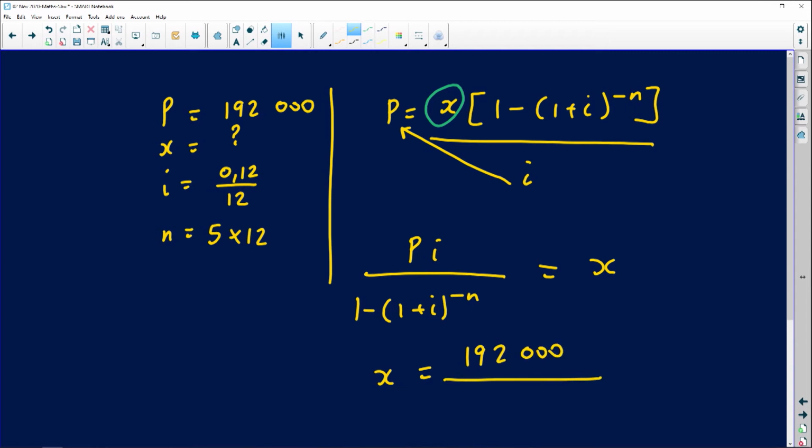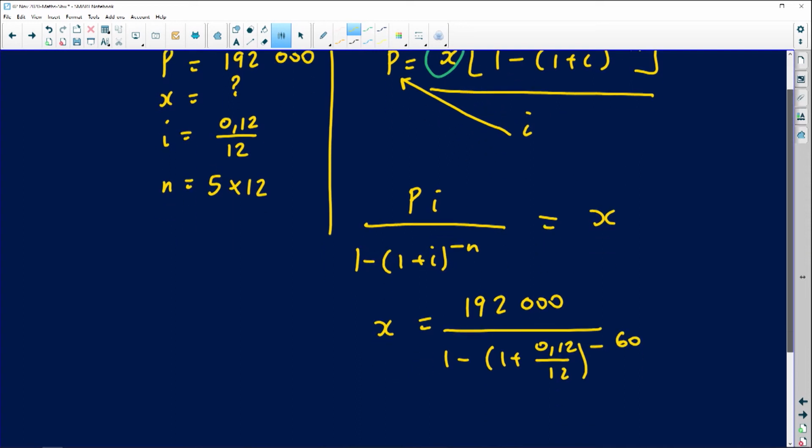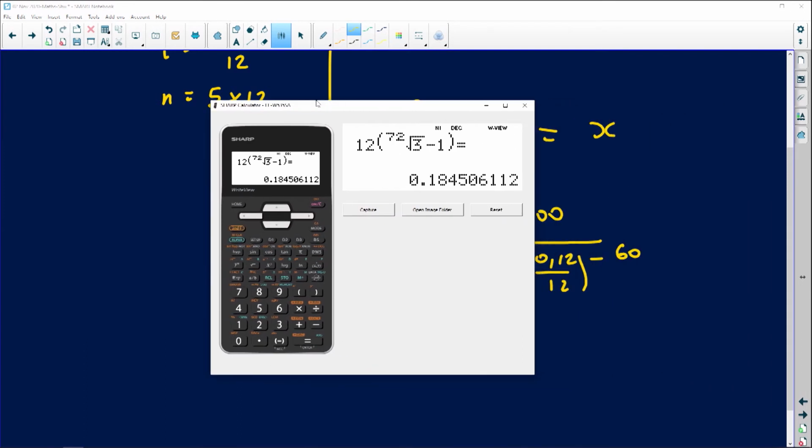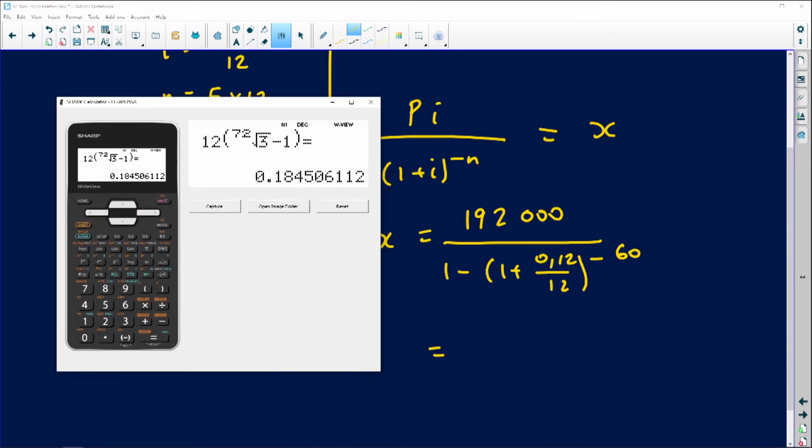Okay, 192,000 divided by 1 minus 1 plus 0.12 over 12, everything to the negative 5 times, this is actually going to be negative 60. All right. Then you just go straight to your calculator and punch everything that you're looking at. You should definitely get an awesome answer there that tells you how much this guy is supposed to pay every month. And you can even tell if your answers are not making sense. You can't get 100,000 rands from somebody who borrowed 992,000 rands because that's a lot of money. Keep checking the answers that you have to see if they're making sense or you're making mistakes.